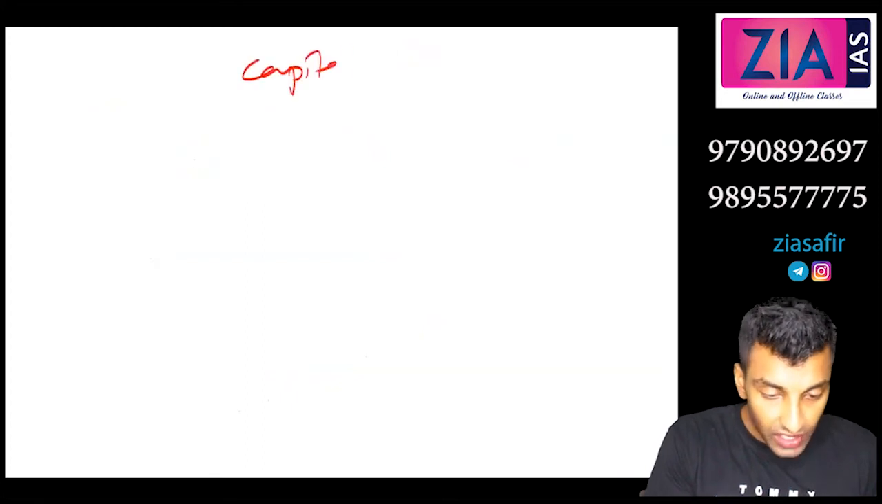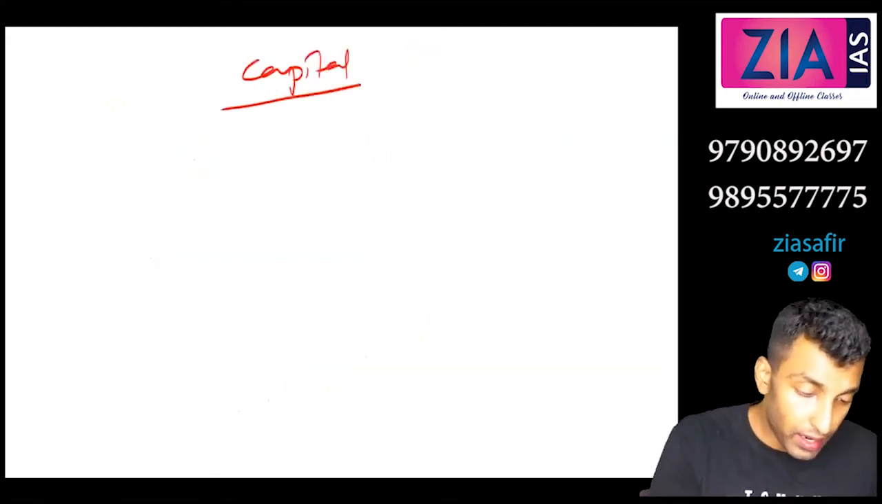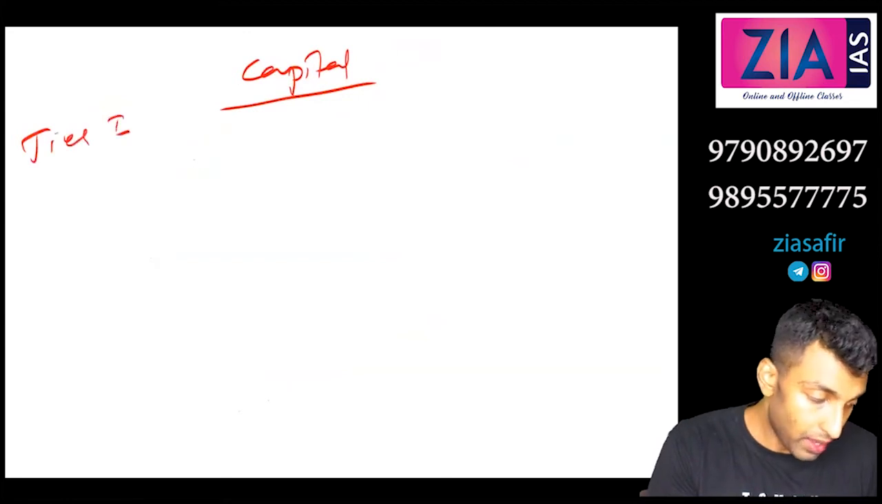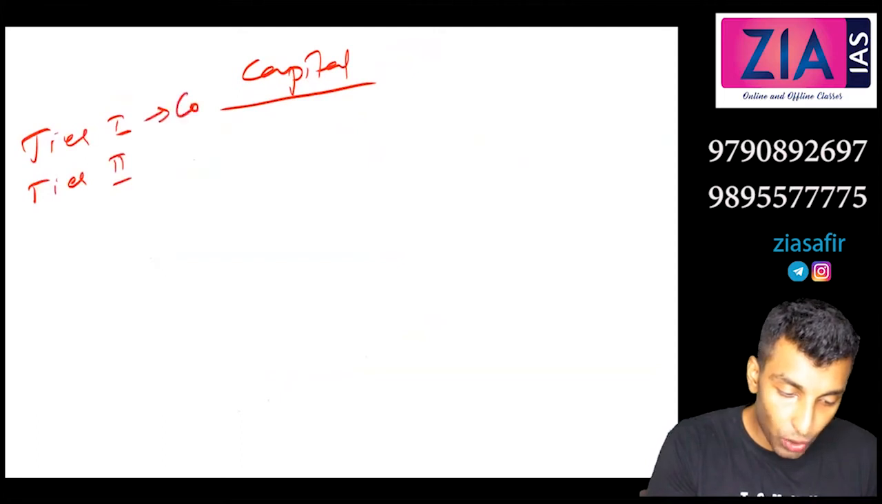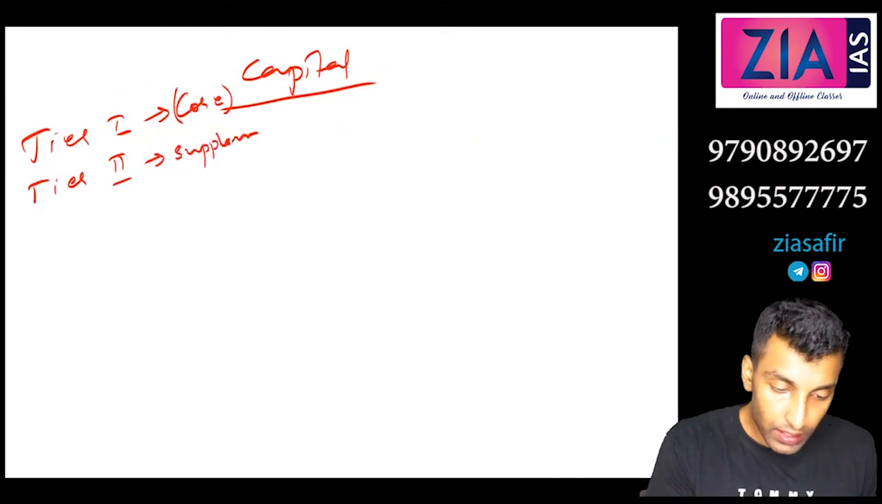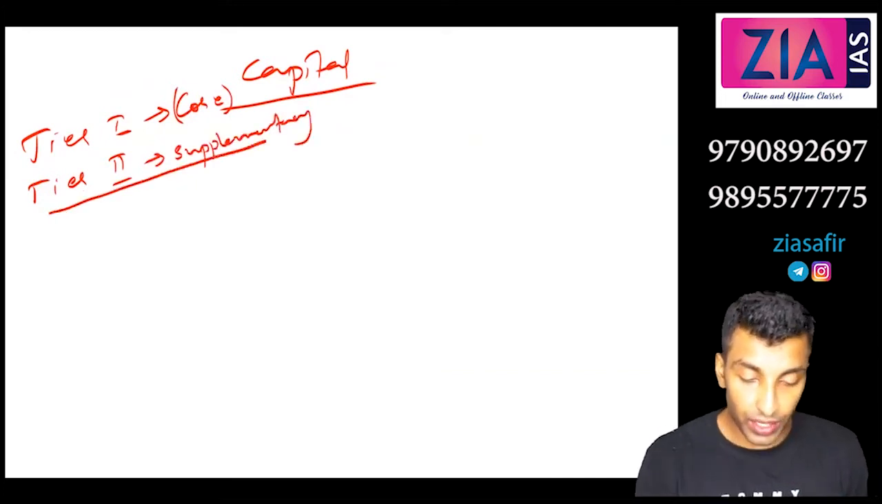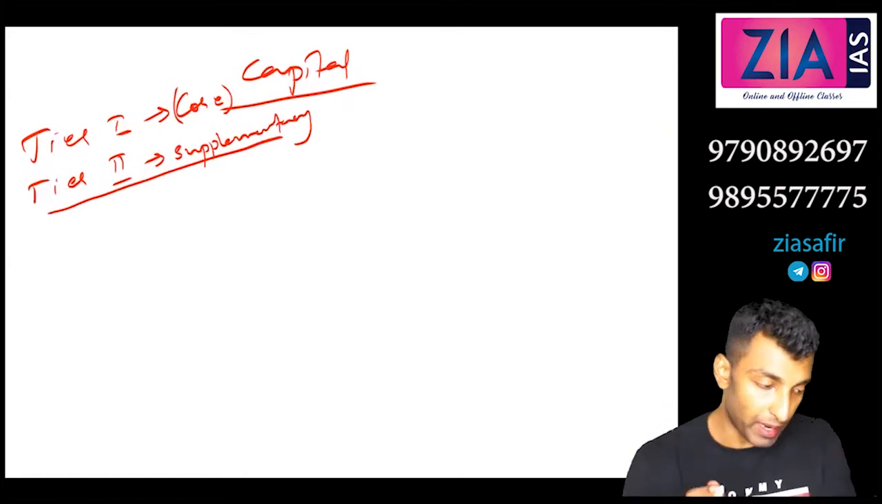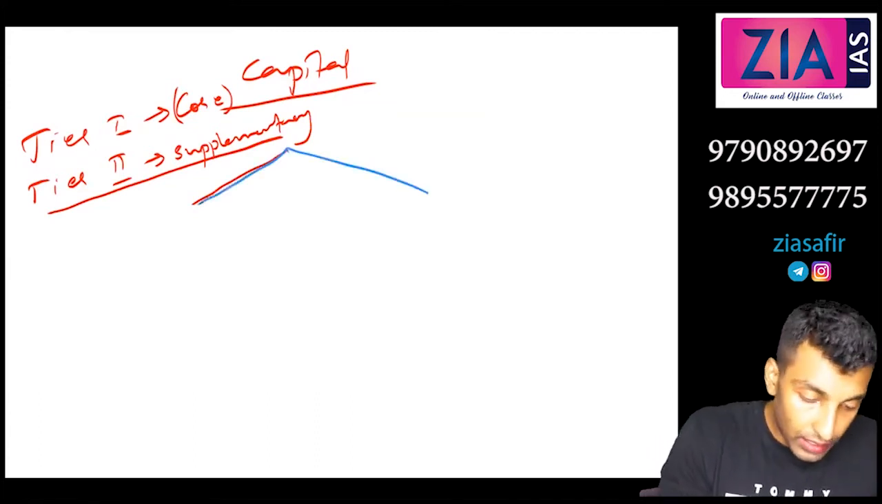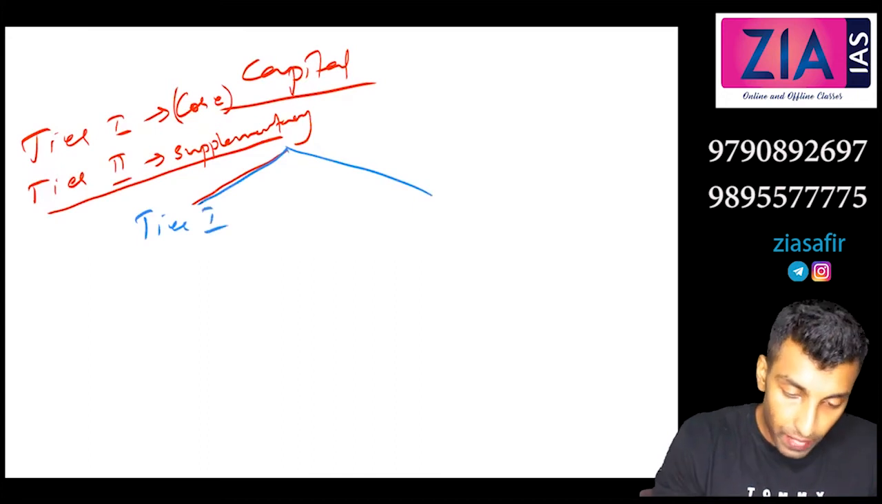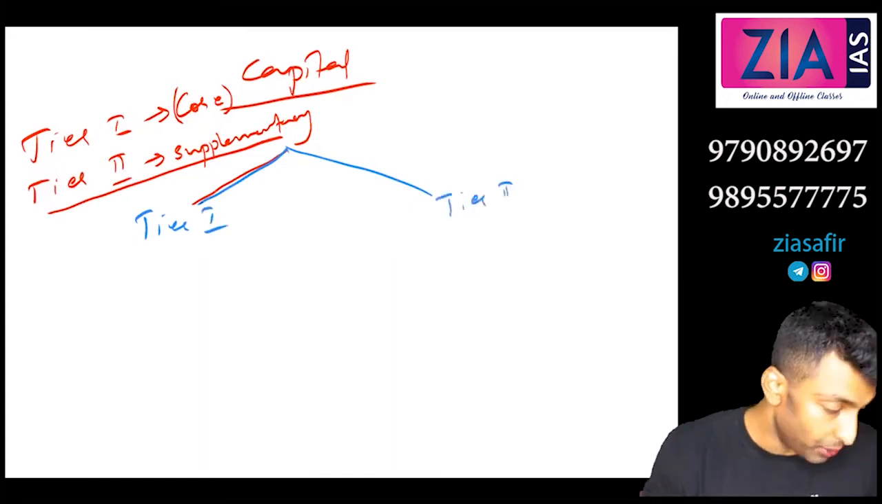Now let's try to understand the capital. There are two types of capital, and this is very important: Tier 1 capital and Tier 2 capital. Tier 1 capital is what we call the core capital. Tier 2 capital is the supplementary capital. So let me show you the components of core capital and the components of supplementary capital. Let's see here Tier 1 and Tier 2.